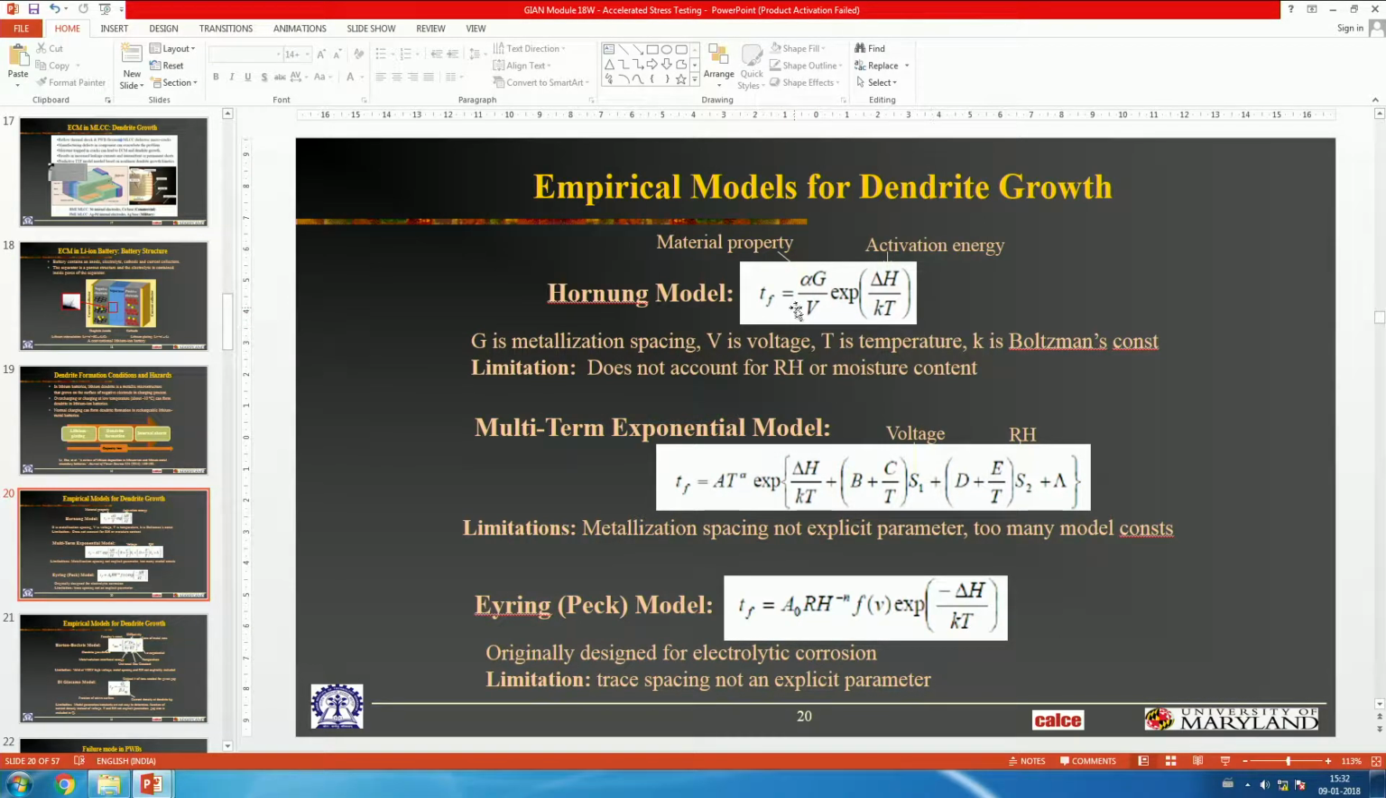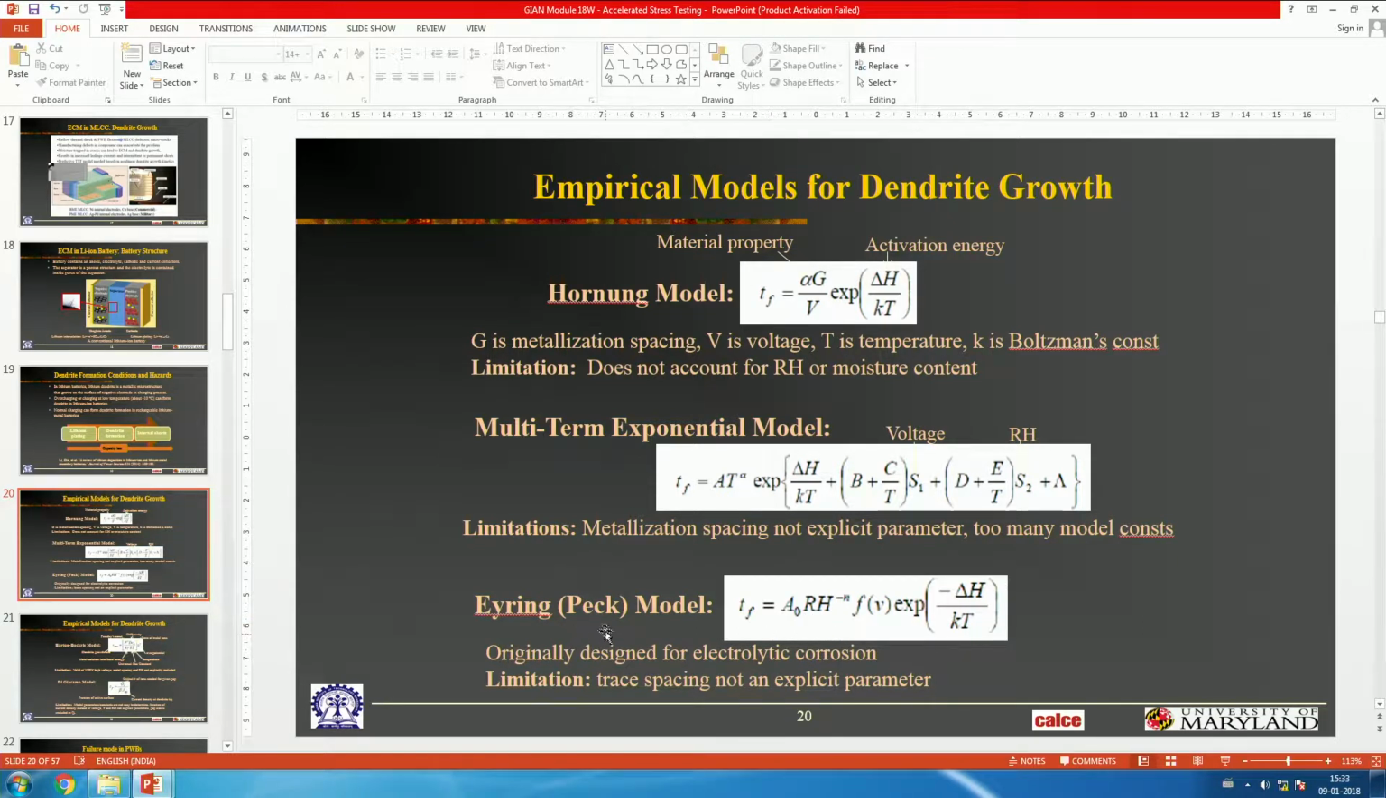Again, you can start to see a pattern. There's a term outside the Arrhenius term, and then there's an Arrhenius term. These are all dependent on temperature, so there's an Arrhenius dependence on temperature, and the voltage gradient across the cathode and the anode makes a difference, so that's over here. This one gets a little more complicated. There's a relative humidity term over here and a voltage-driven term over here and a temperature-driven term over here. So it gets complicated.